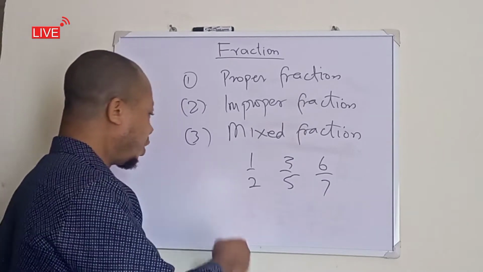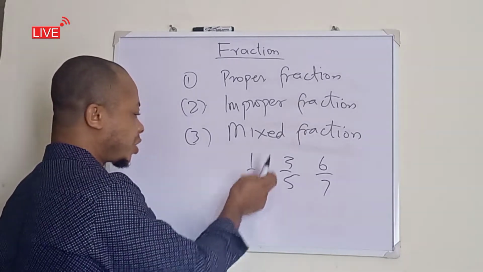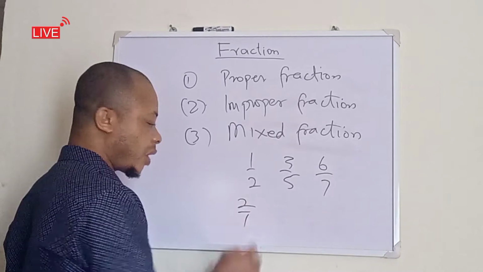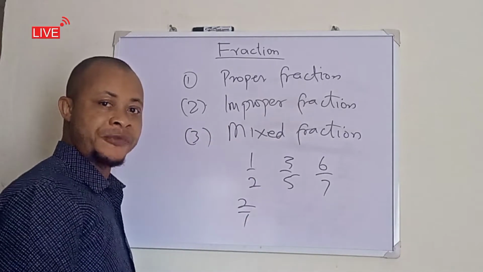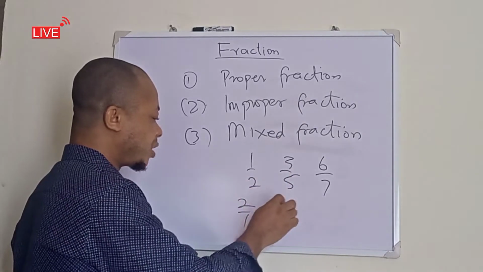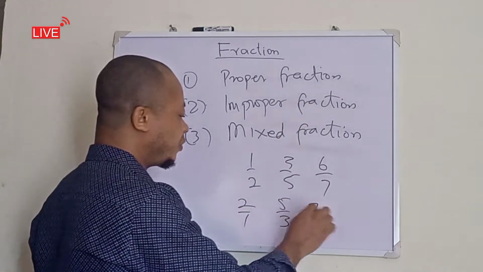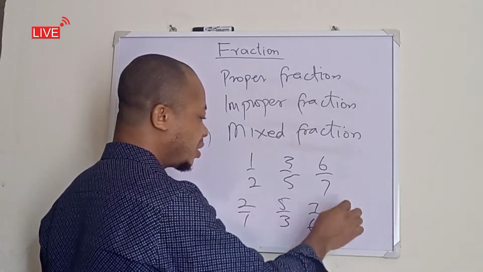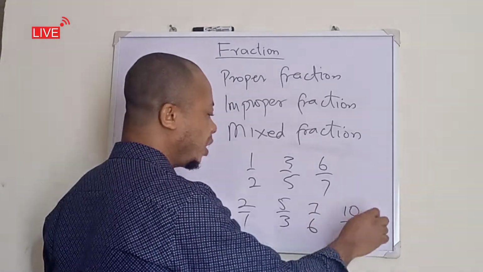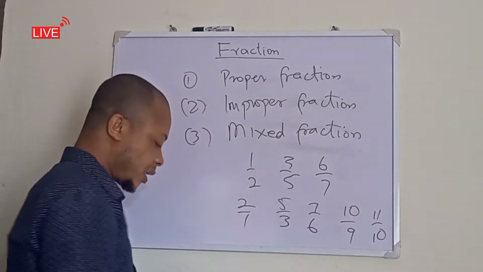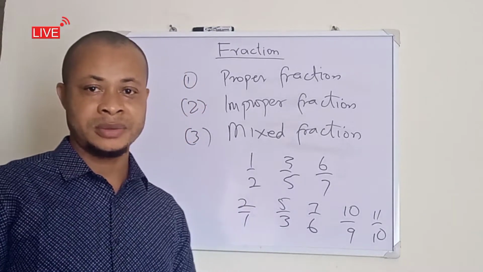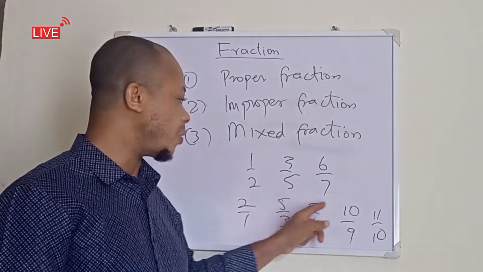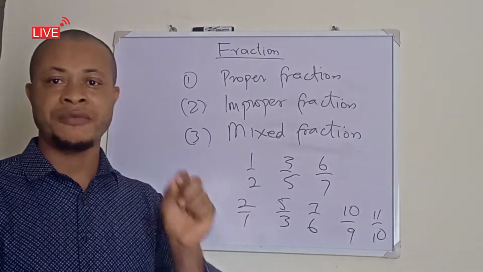Okay, so in improper fraction, you can just turn this upside down and say 2 over 1, because the upper part must be greater than the lower part in an improper fraction. You can turn this one upside down and say 5 over 3, 7 over 6, just like that, 10 over 9, 11 over 10. The upper part must always be greater than the lower part. That is the one we call improper fraction.